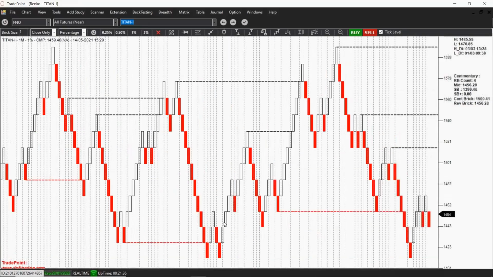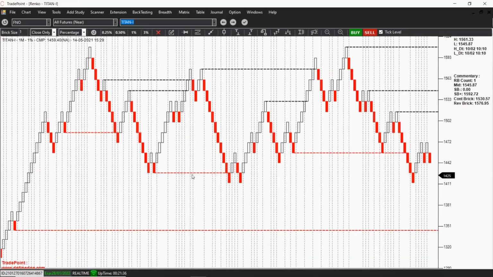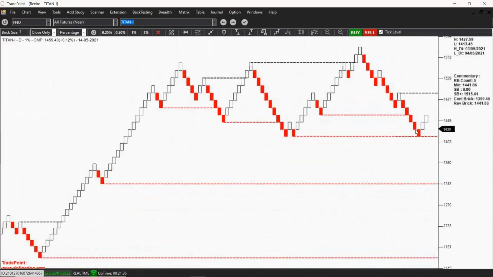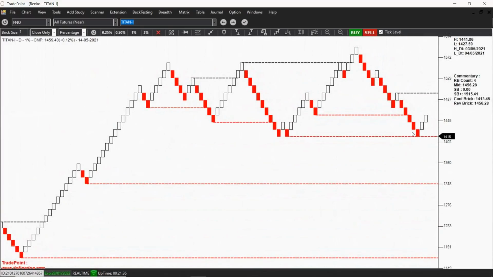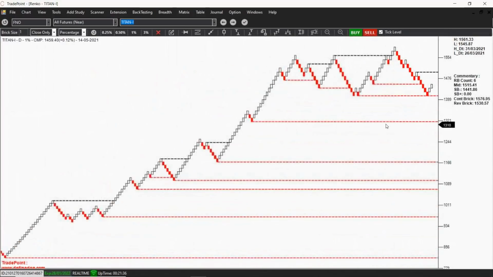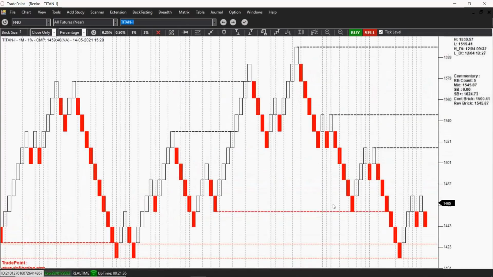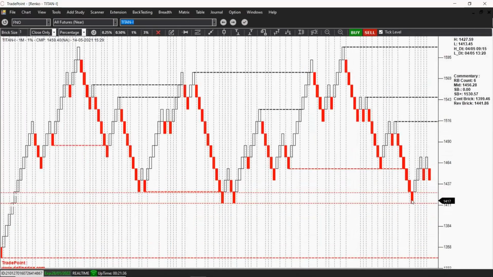Titan, if you see multiple breaks in this area, that's a very interesting level. And if you see daily chart also, there are multiple breaks around here. So if there's a reversal, we can plan a trade here. Overall, the stock is bullish. So if you see evidence here that there is a reversal, we can plan a trade as long as price is above around 1410.